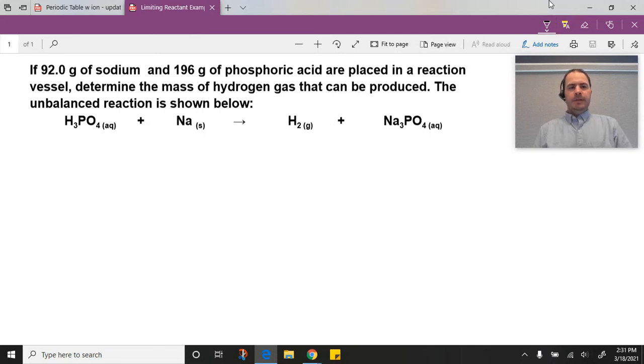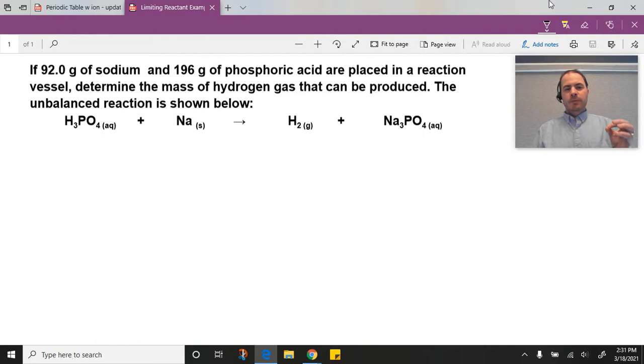All right, we are taking a look at an example here where we're dealing with a limiting reactant. If you remember, limiting reactant means that when we put our chemicals into the container to start with and a reaction takes place, one of our substances will get completely used up. And at that point, the reaction just stops. It doesn't happen anymore. We can't make any more product.